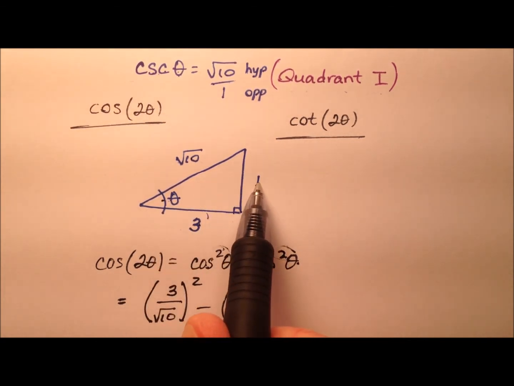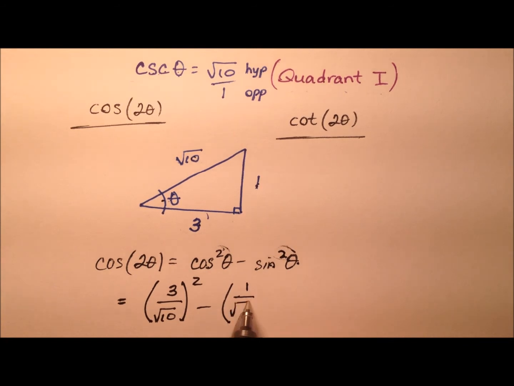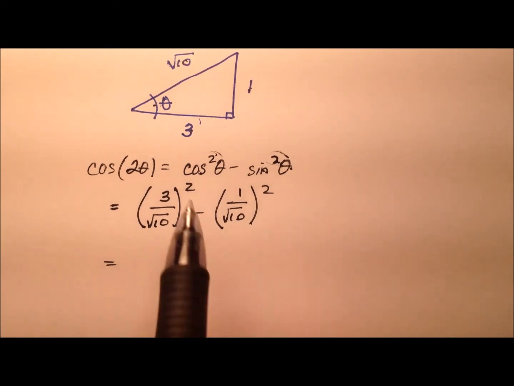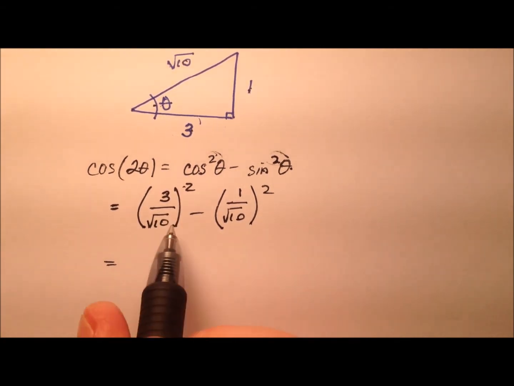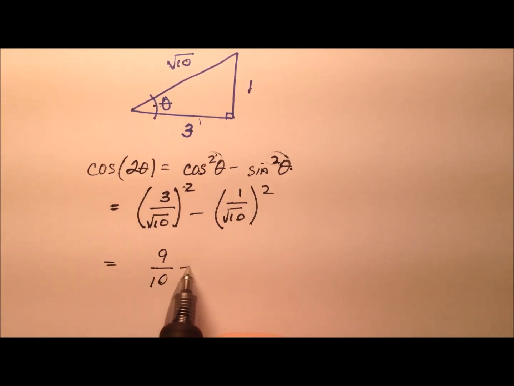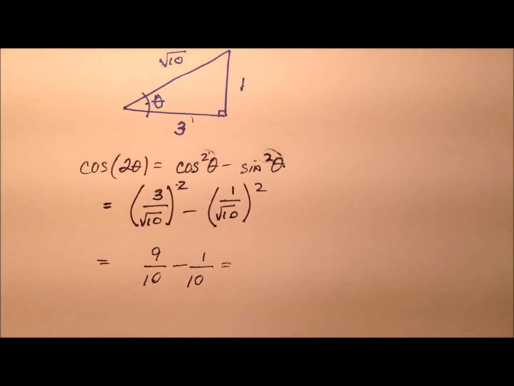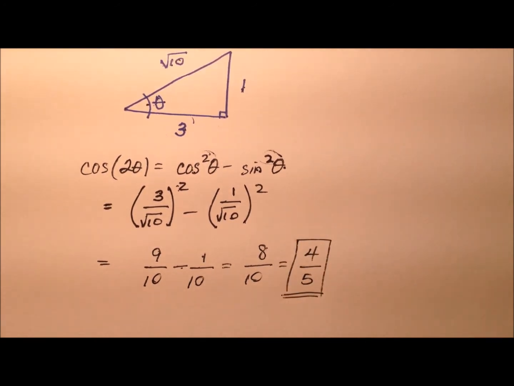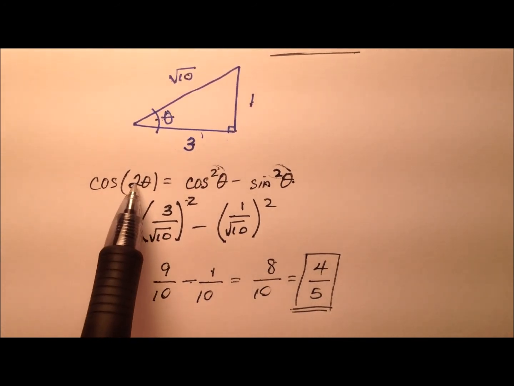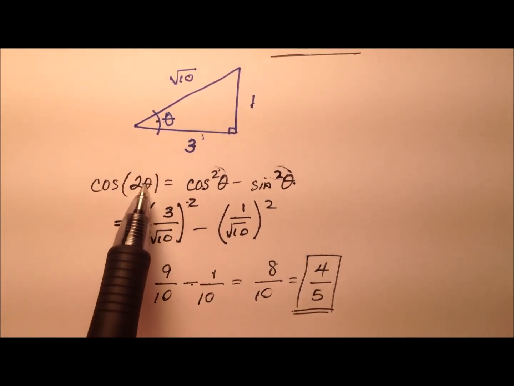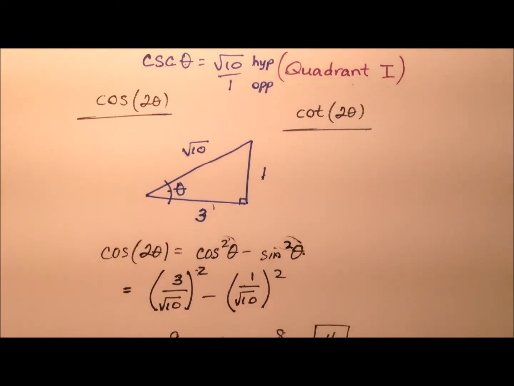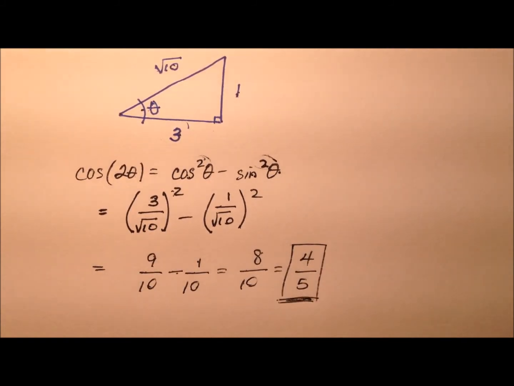So the sine is opposite over hypotenuse, so 1 over the square root of 10, and we'll square that as well. So what we see is 3 squared is 9 over, and the square root squared will just give me 10. Minus 1 squared is 1 over that 10 again. We already have common denominators, which is great. So 9 minus 1 is 8 over 10, which I can reduce to 4/5. So this first value for my double angle for cosine, based on this information I was given about theta at the beginning, is going to be 4/5.